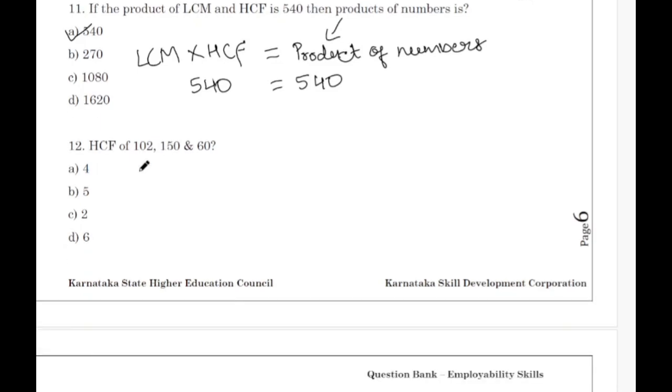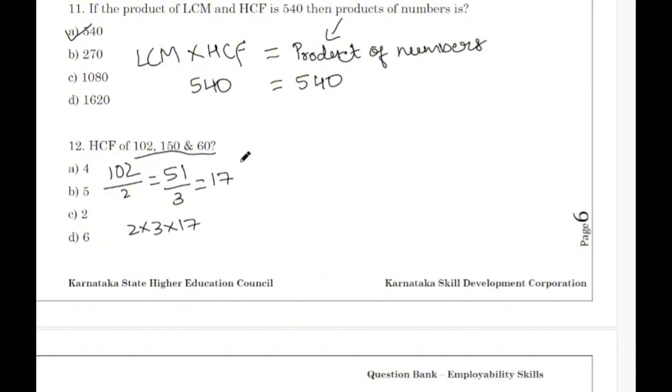Now let us find the HCF of 102, 150 and 60. Hopefully you are already aware of how to find it, but let me show once more and make it very easy for you. 102 divided by 2 comes to 51, and 51 is not divisible by 2, it can be divided by 3, and it comes to 17. And 17 is a prime number, so stop. 2 into 3 into 17.